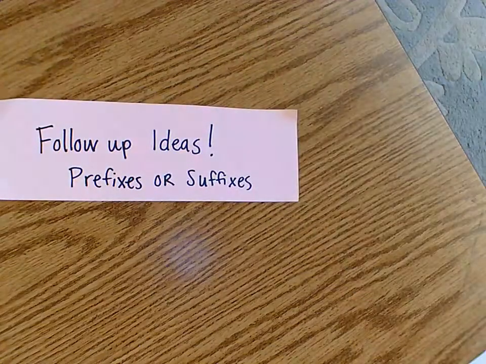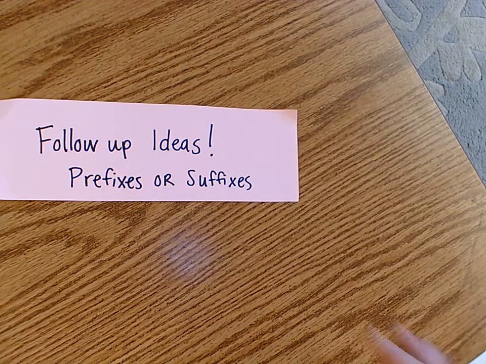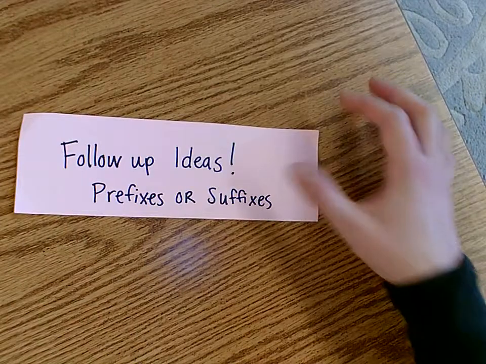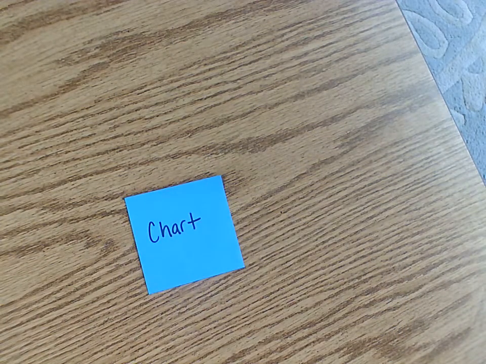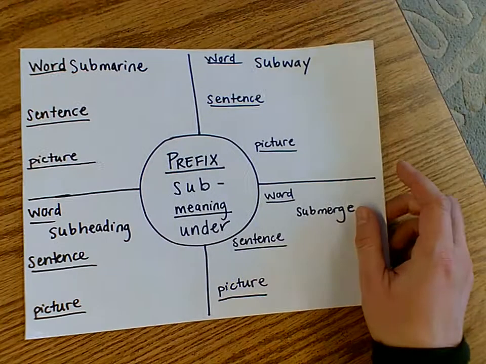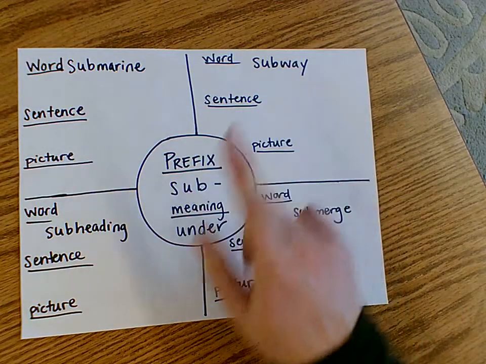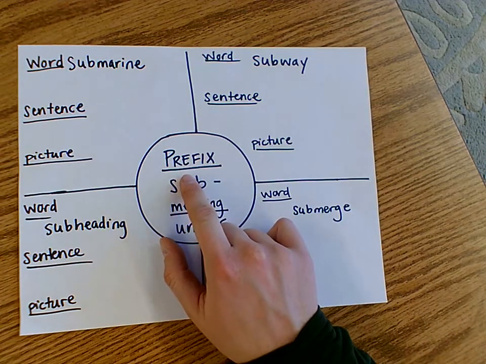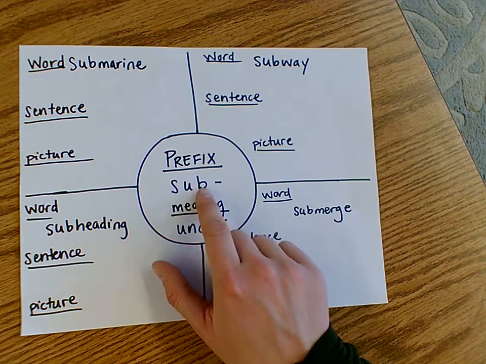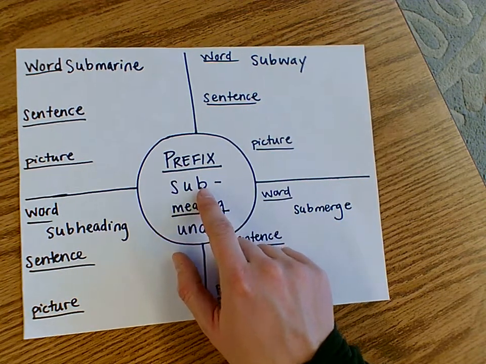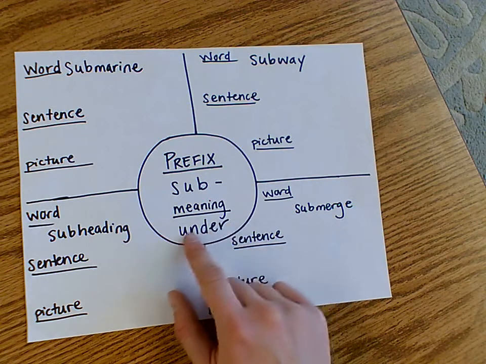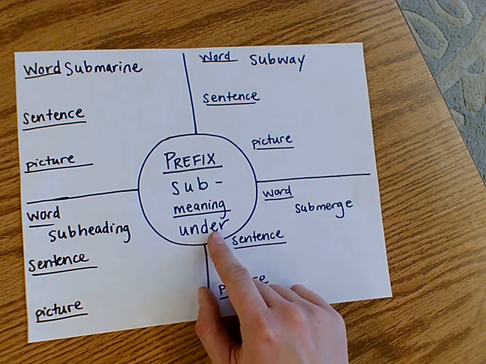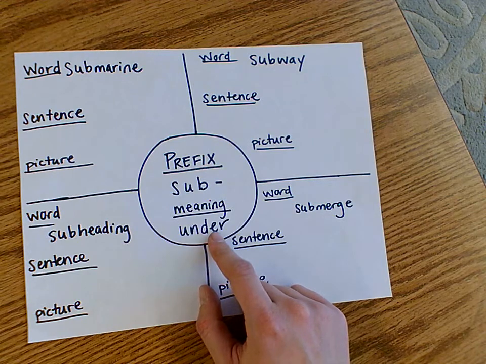Let's talk follow-up ideas for the prefixes or even the suffixes lesson. One thing you could do is create a chart. A chart would look something like this, where in the center of your paper, you have a prefix that you've chosen. So for example, I chose the prefix sub. I wrote the meaning of that prefix under it. The meaning is under.